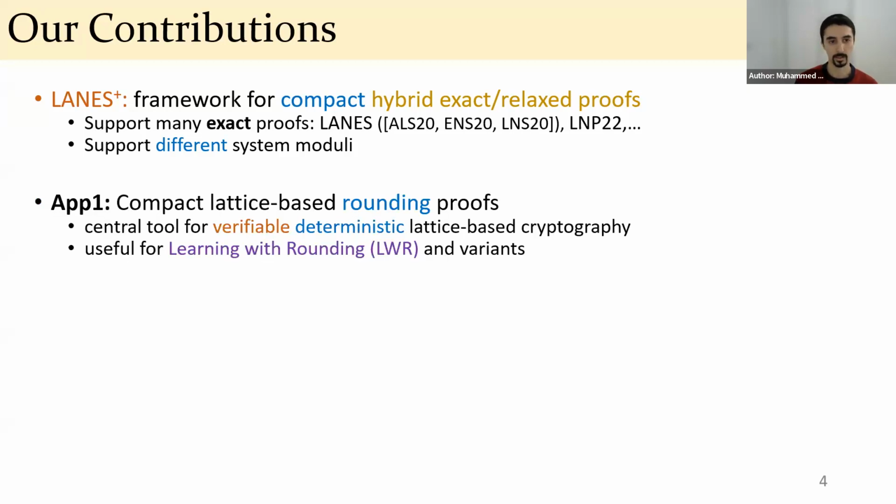And we apply this framework to build compact lattice-based rounding proofs. And these are quite central tools to achieve verifiability in the setting of deterministic lattice-based cryptography. And these are particularly useful for the so-called learning with rounding problem and its variants. This is the variant of LWE where the rounding error is deterministically generated by doing rounding, as I mentioned in the previous slide.